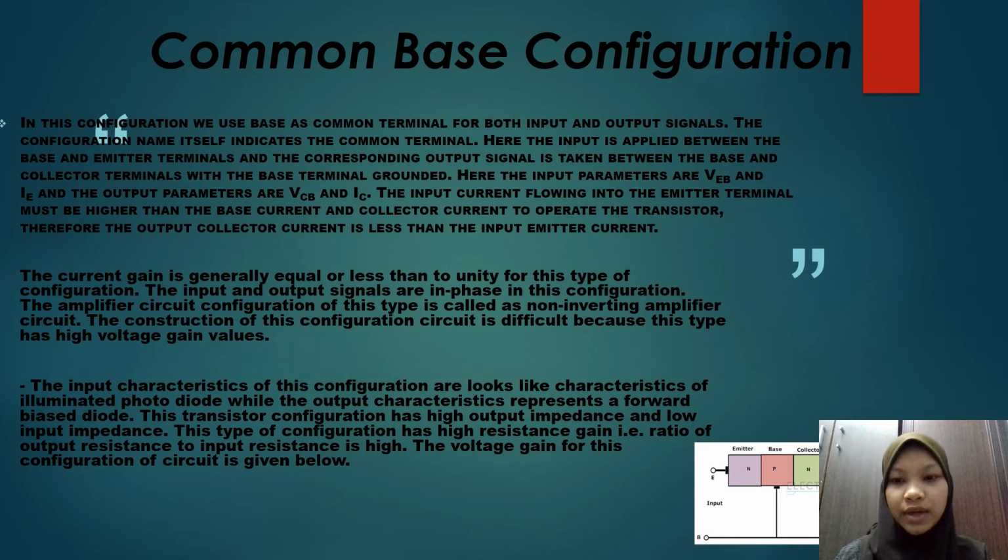Common base configuration. In this configuration, we use base as common terminal for both input and output signals. The configuration name itself indicates the common terminal. Here the input is applied between the base and emitter terminals, and the corresponding output signal is taken between the base and collector terminals with the base terminal ground. Here the input parameters are VEB and IE, and the output parameters are VCB and IC.